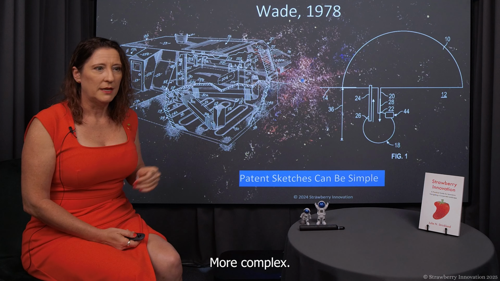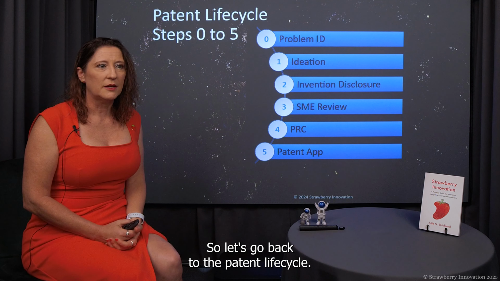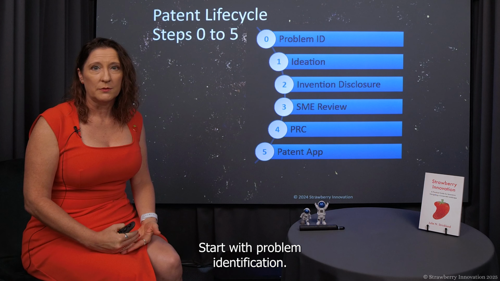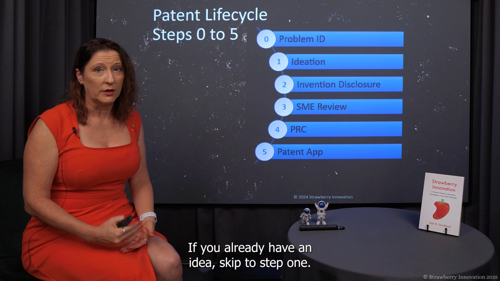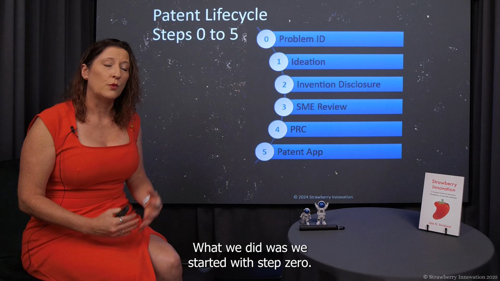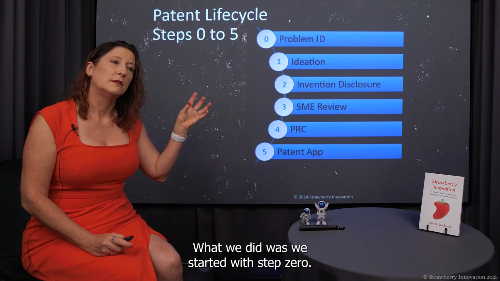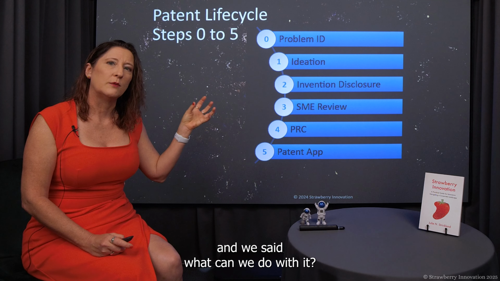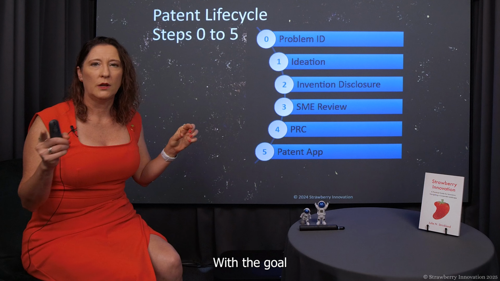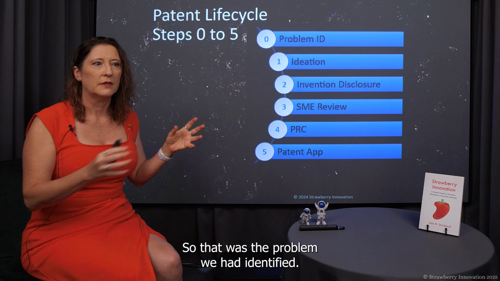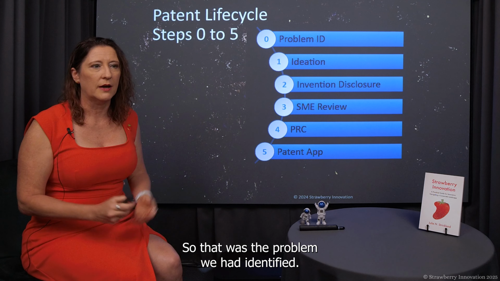Yeah, more complex. So let's go back to the patent life cycle. Start with problem identification. If you already have an idea, skip to step 1. What we did was we started with step 0. We had a resource and we said, what can we do with it, with the goal of a lunar habitat being self-sustaining. So that was the problem we had identified.